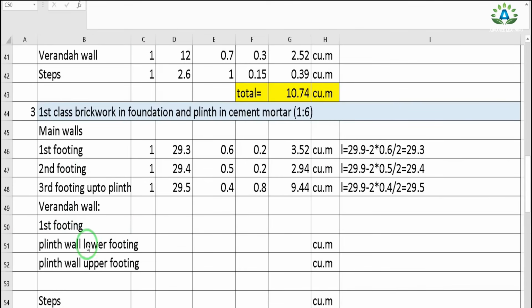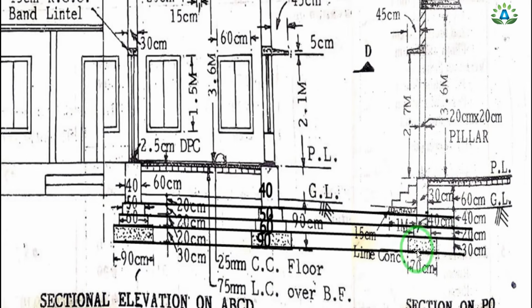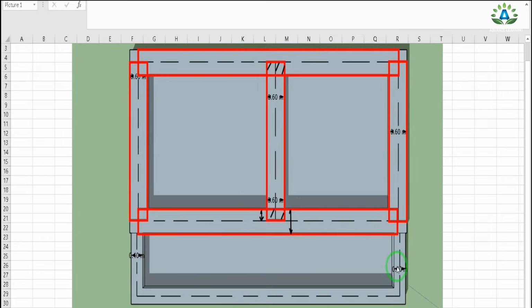Now our next is our veranda portion, and we have this first footing, and we have this portion as our first footing, and we have this width of 40 centimeter. So in this same level we can see that this main wall has a width of 60 centimeter. So we have these veranda portions of 40 centimeter, that is 0.4 meter, and these main walls of 0.6 meter. The center line is multiplied by this width of 0.2, then we will get these portions.